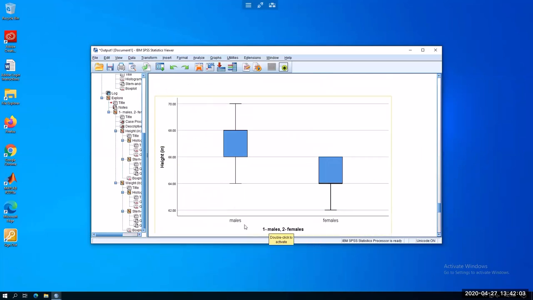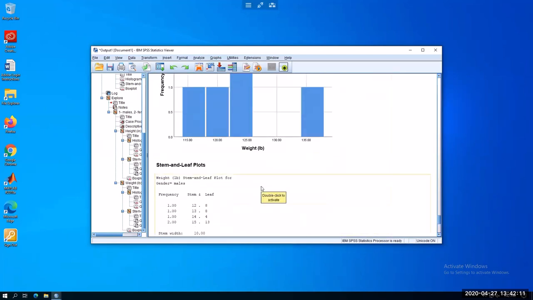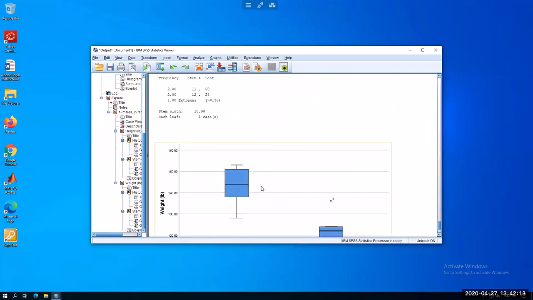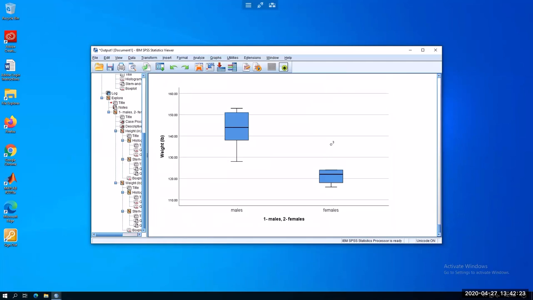Okay, for example, for males and females, it seems that males are taller, and it also means that they are heavier, that they weigh more than females. So those are just descriptive statistics to explore our data a little more.